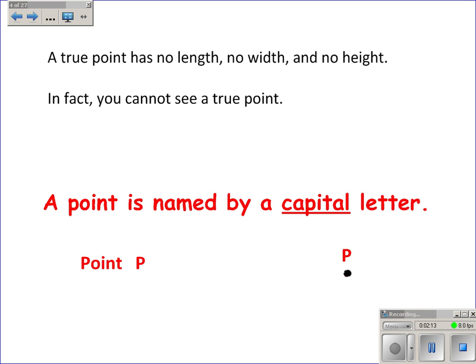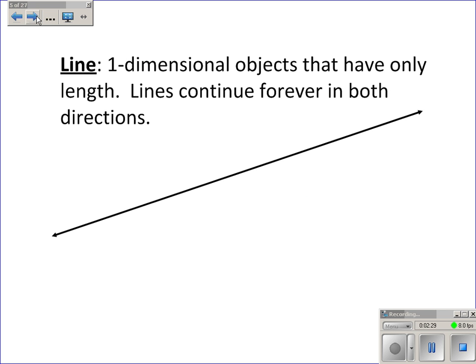A point is named by a capital letter. Point P, using a capital P, is the name of the letter. The picture would be this right here is point P, and I've labeled that point using a capital P. Okay, that's a point.